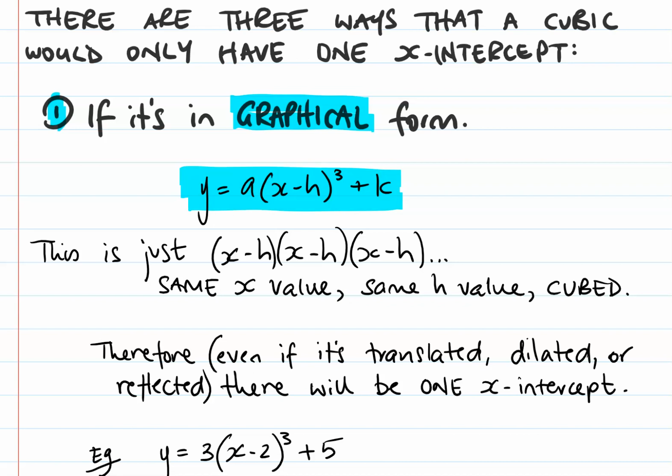The first circumstance is if it's presented in the graphical form, which is y equals a(x minus h) cubed plus k. This is essentially just x take h multiplied by x take h multiplied by x take h, which is the same value for x cubed. Because there is only one value for x in this equation, there is only one x-intercept, even if it's translated or dilated or reflected. The example that I've given here is y equals 3(x take 2) cubed plus 5.